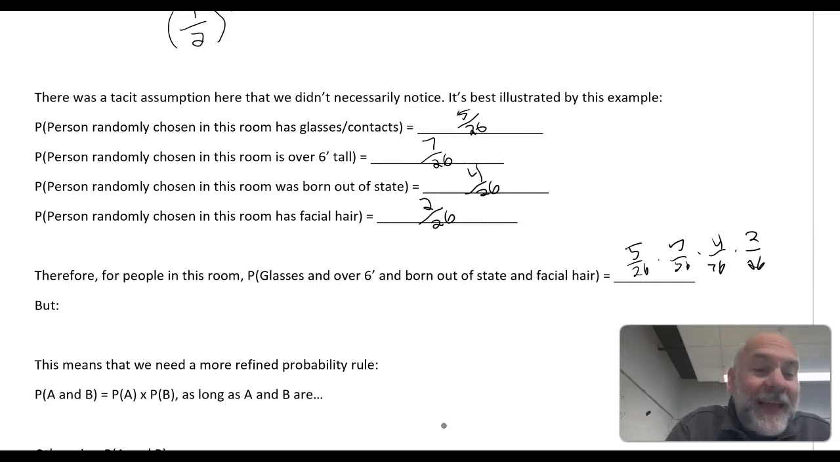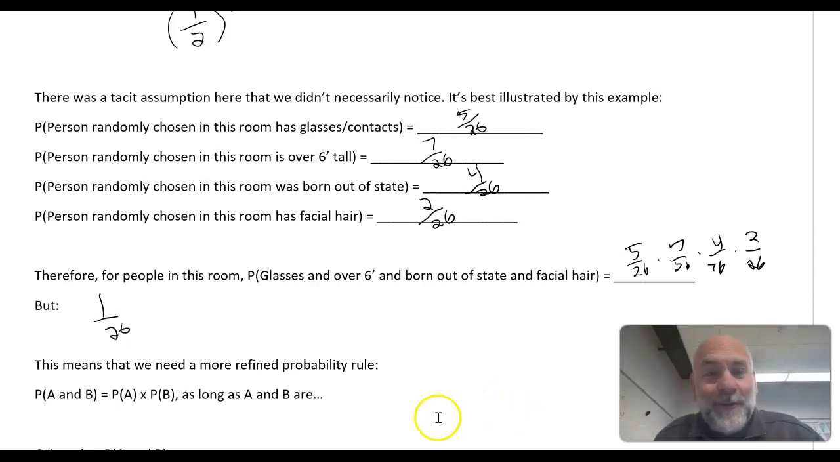But really the answer is it's 1 out of 26. It's me, right? And that's a lot bigger than multiplying all these together. That's going to be a tiny answer if I do that. So we got an issue.